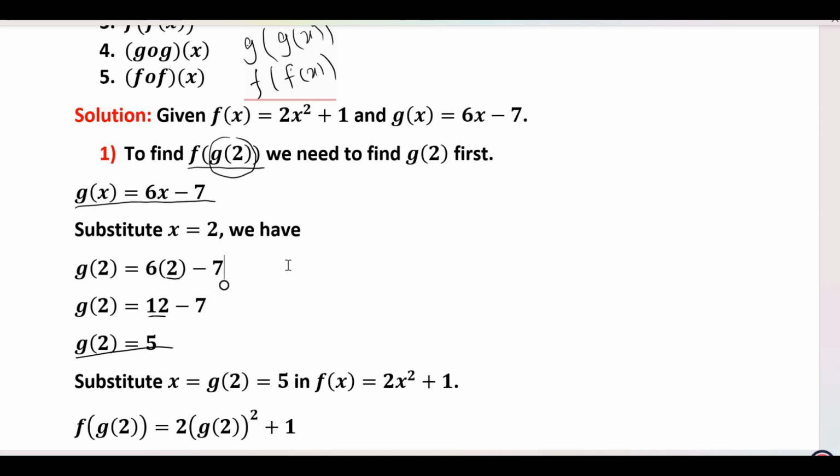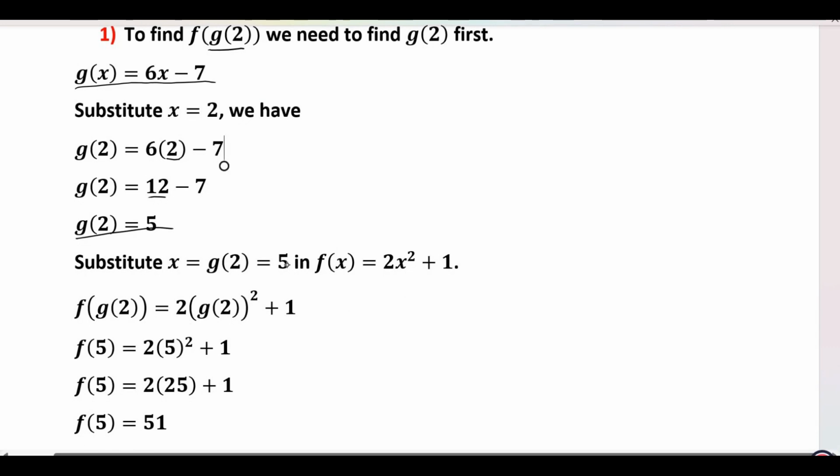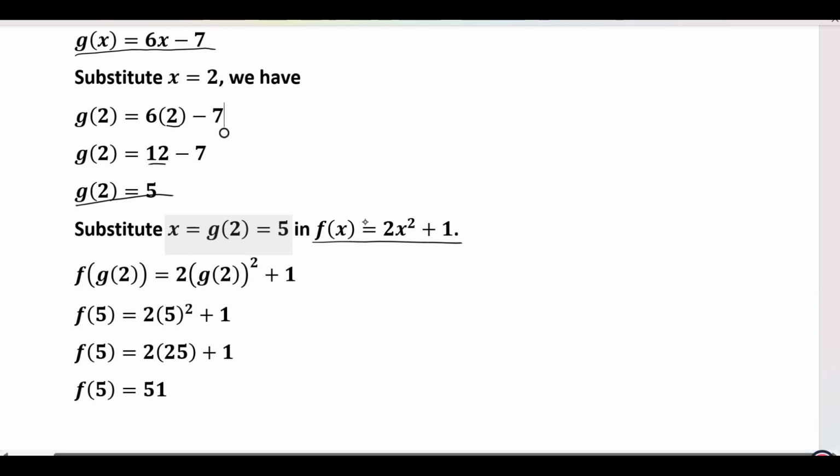Now we substitute the value of g(2) in the function f(x). We replace the x value by g(2). Wherever we have x, we replace that with g(2). And now we know the value of g(2) is 5, so we replace that value by 5. The square of 5 is 25. 25 times 2 plus 1 gives us 51.